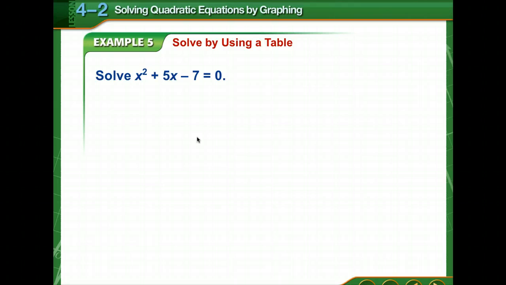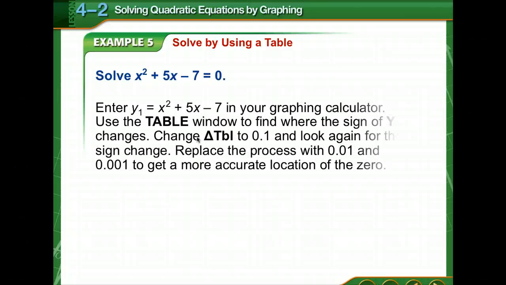Okay, final example. We're going to solve by using a table. If you were to enter this in, use your function editor and enter the equation into your graphing calculator. And then after you get it entered, then of course you can use that table window, which we've done. You're going to change the table to 0.1 and look again for the sign change. Then repeat the process with 0.01 and 0.001 to get a more accurate location of the zero.